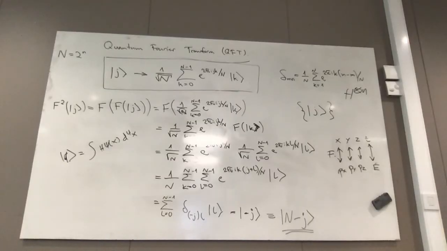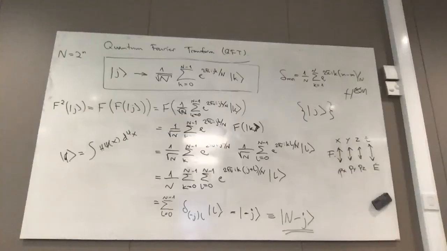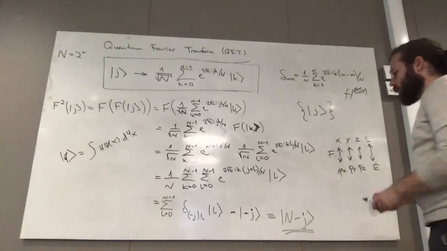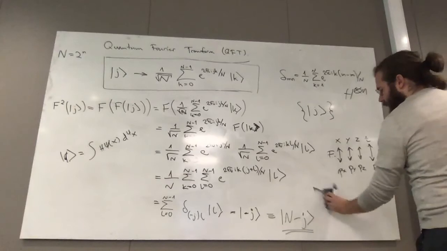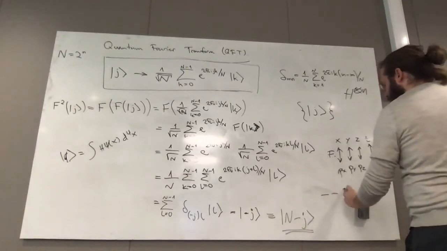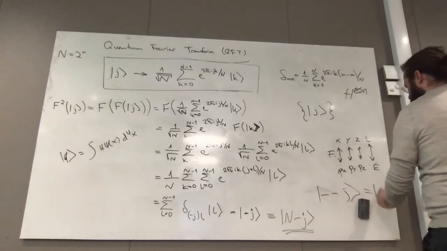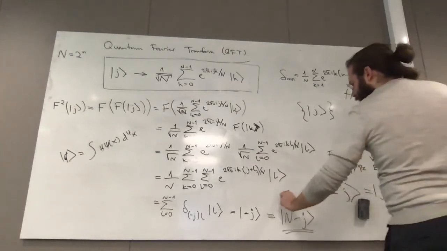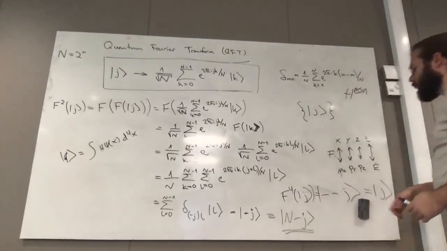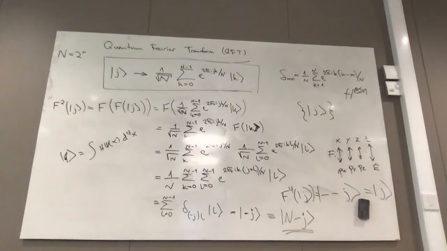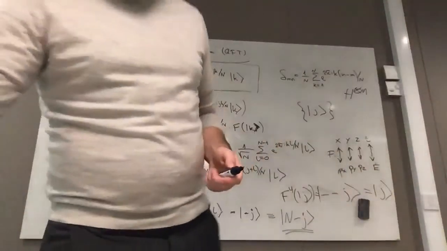I mean, F4 is the identity, right? Fourth would be the identity, wouldn't it? I guess it would. If you do this thing twice, then you get to like a minus j. Yes. So that's F4 of j. Good point. I didn't catch that one. So now we know.